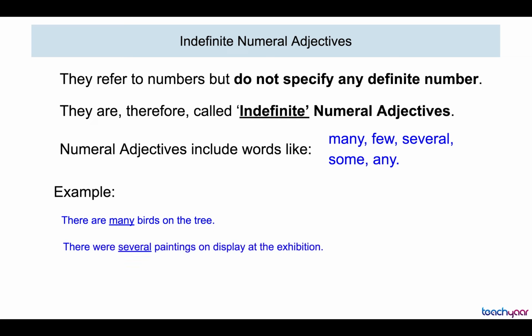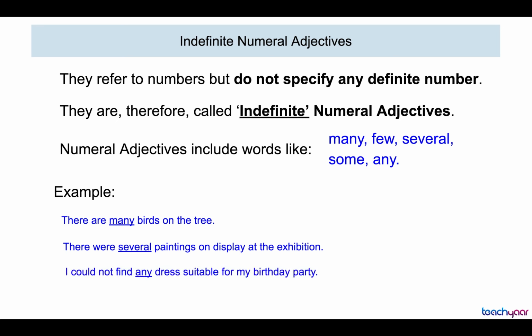There were several paintings on display at the exhibition. Now, which noun has been modified? Paintings. So there were how many paintings? Several paintings. So several is the indefinite numeral adjective. So it tells you, but it doesn't tell you the exact number. It tells you there were several paintings.